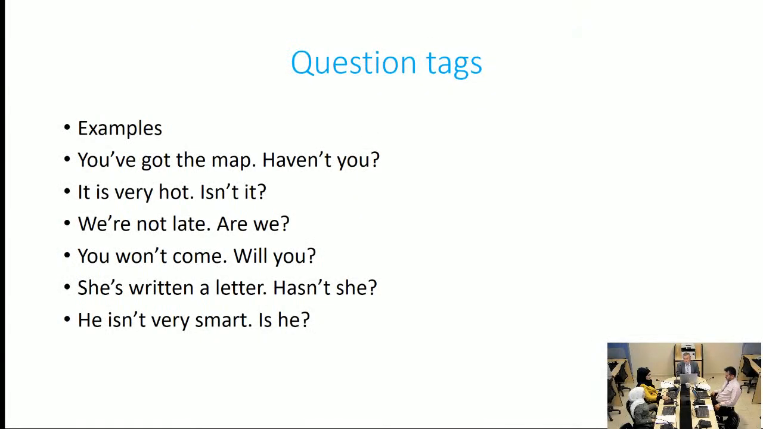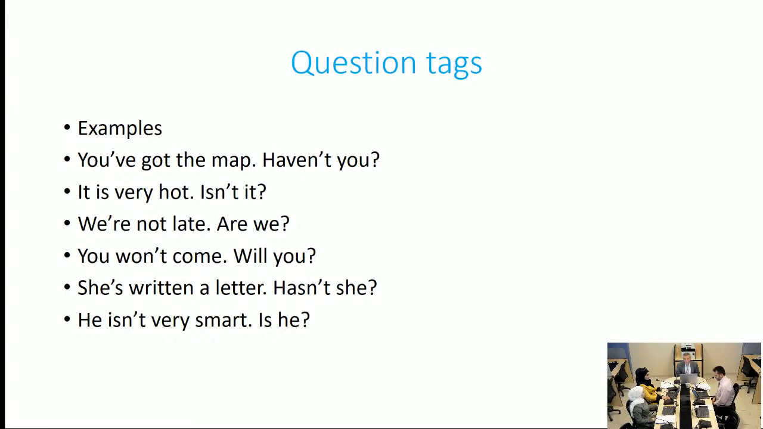Next, Ms. Rasha. Question tag examples. You have got the map, haven't you? So here the auxiliary verb. Also, we should put a comma, not a full stop. If you put a full stop, it's capital; if you put a comma, it's small. So both are accepted. So here the auxiliary is have.